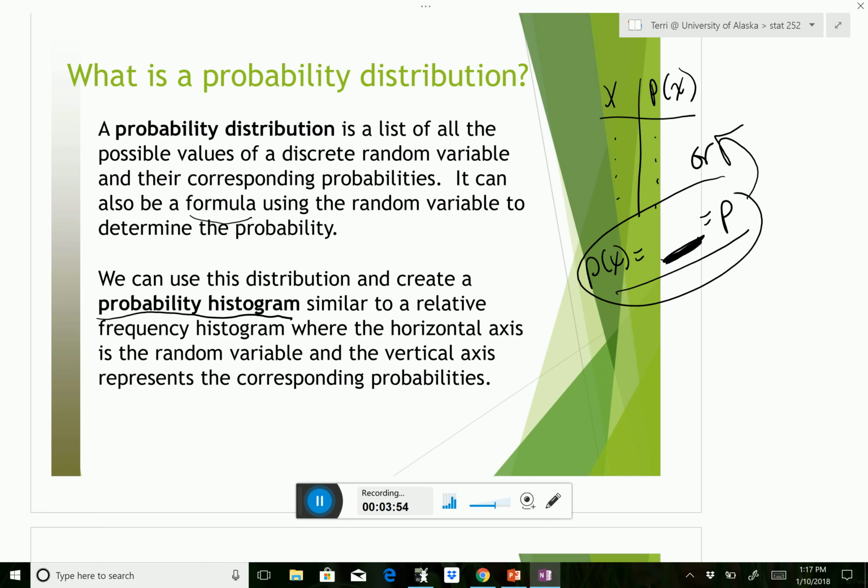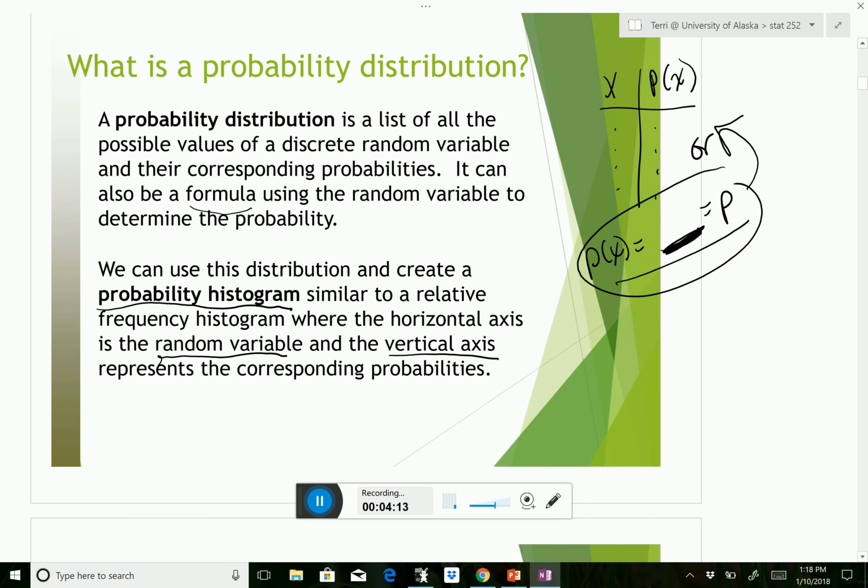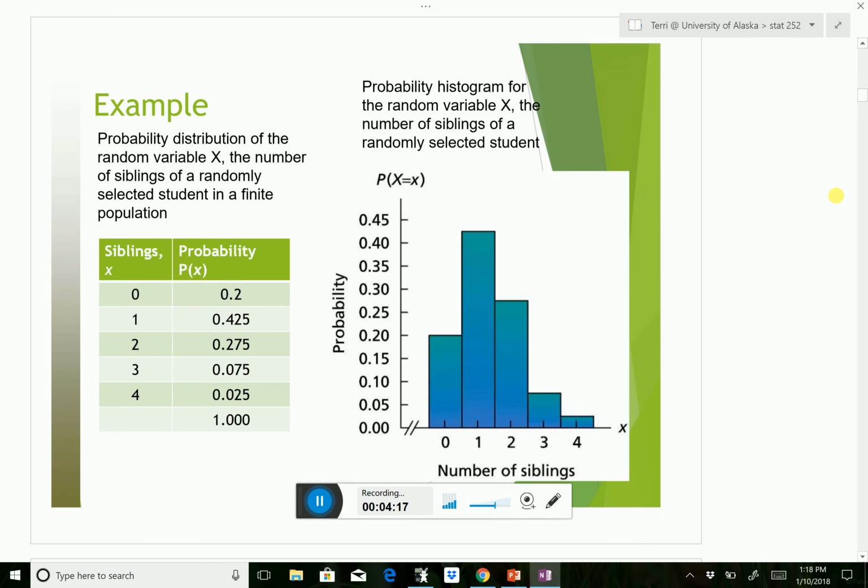Because remember the theoretical probability: rolling dice is perfect, but if I actually roll the dice 30 times or 50 times, I'm probably not going to get it exactly like that. My relative frequency is not going to be exactly the same. So our horizontal axis is, of course, our random variable. Our vertical axis will show the corresponding probabilities. So let's look at an example of this.